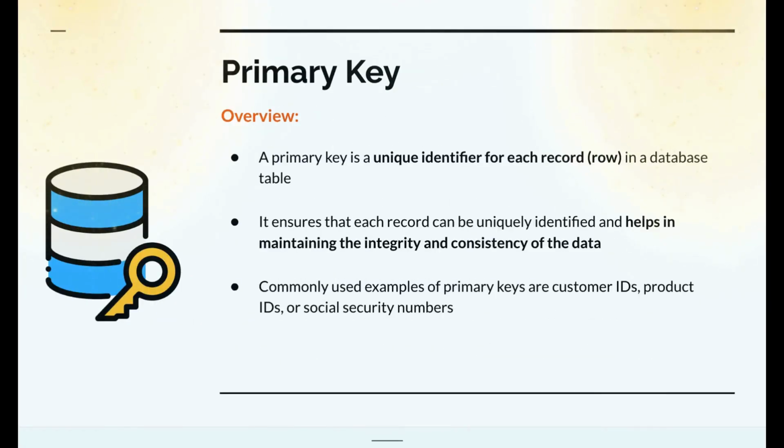Number 4. Primary key. A primary key is a unique identifier for each record, or row, in a database table. It ensures that each record can be uniquely identified. It helps in maintaining the integrity and consistency of the data. Commonly used examples of primary keys are customer IDs, product IDs, or social security numbers.